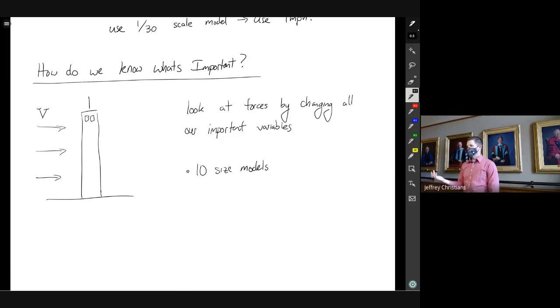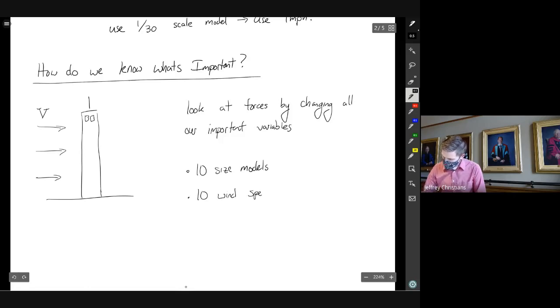What other parameters are going to maybe be important? Velocity is probably going to be important. So for each of our 10 models, let's use different velocities and then be able to measure that, and we'll be able to figure out how velocity impacts things. So we'll do 10 models, 10 wind speeds.